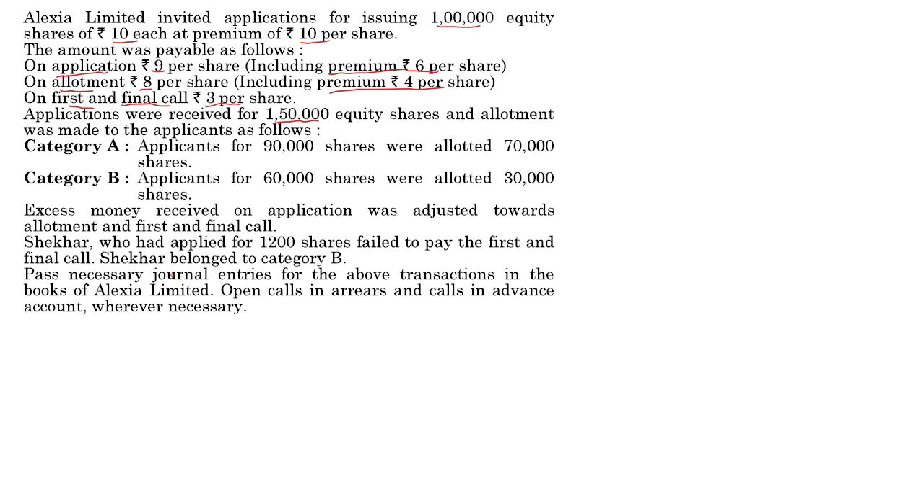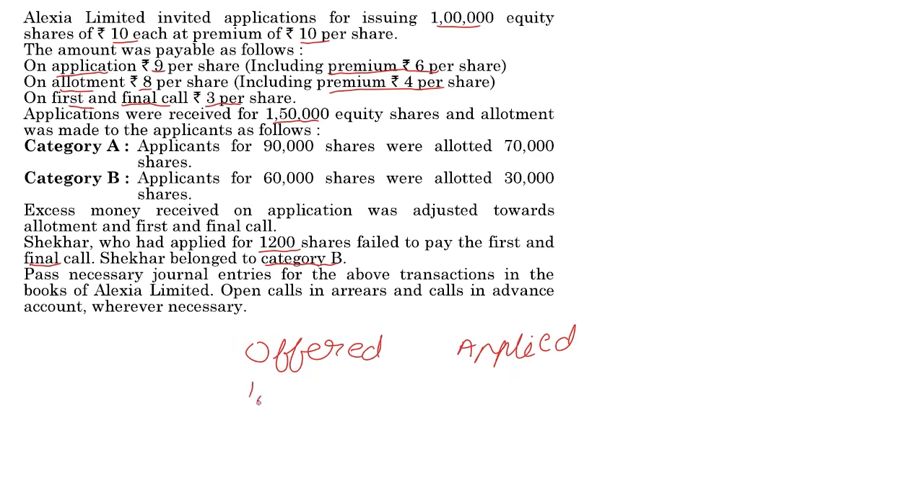Apart from that, they're telling us that Shekhar, who had applied for 1,200 shares, failed to pay the final call and belonged to category B. Pass necessary journal entries for the above transactions in the books of Alexia Limited. Now, normally I would have made a single column note for offered and applied, but when we have category A and category B like this, it'll be better if I have offered in one column and applied in another. And why, you will understand as we go along.